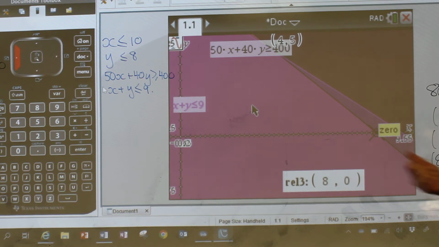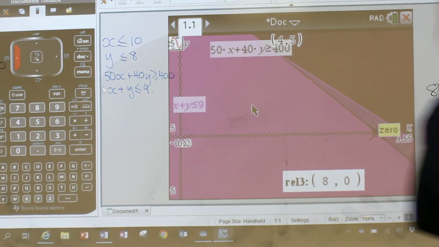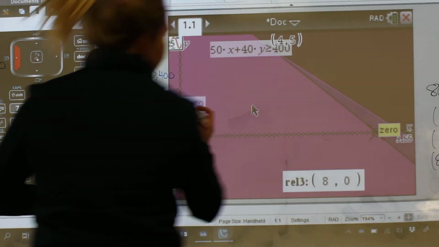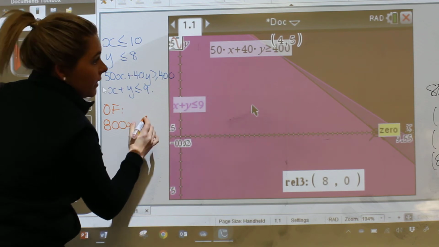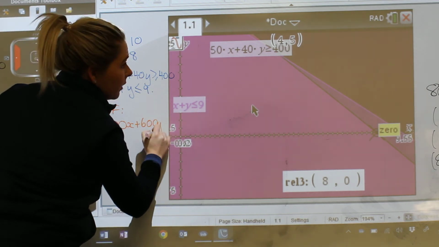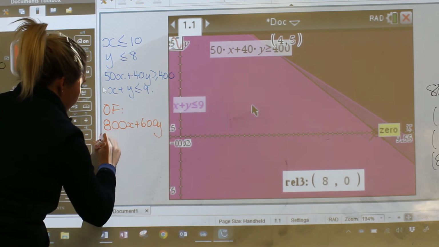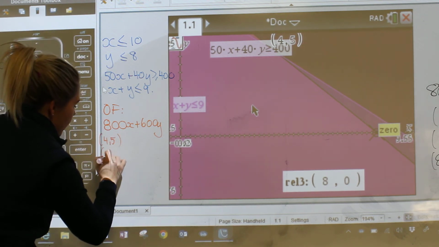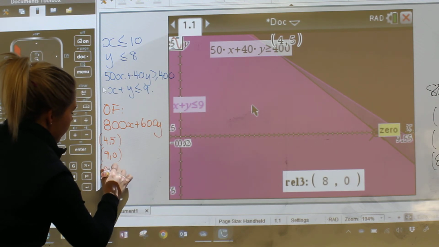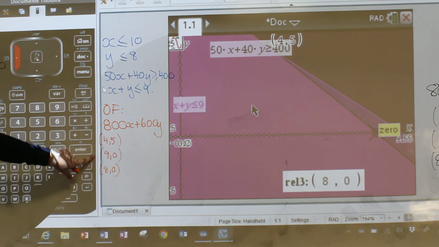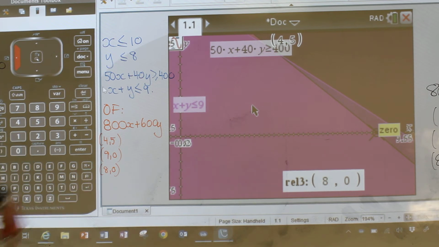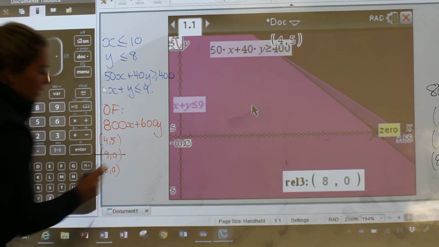So we're then going to substitute those in. How far across did I go? You can't see that at all. So we've got our objective function of 800x plus 600y. So we have 4 and 5. We have 9 and 0. And we have 8 and 0. Now we want the minimum cost. Now the minimum cost we know cannot be this one because 8 is going to be lower because we only need 8 large buses. 8 large buses will be enough to get everyone on board. So we don't even need to bother to find that.